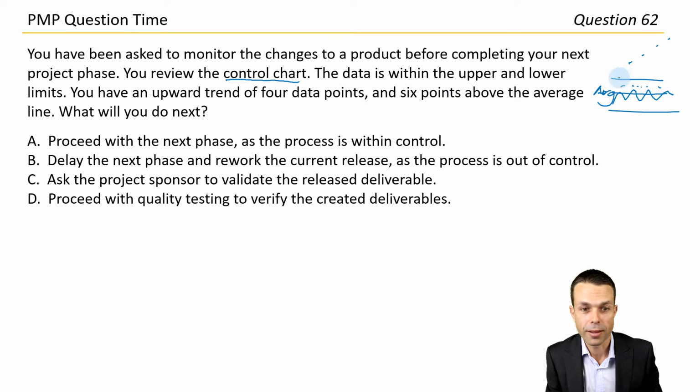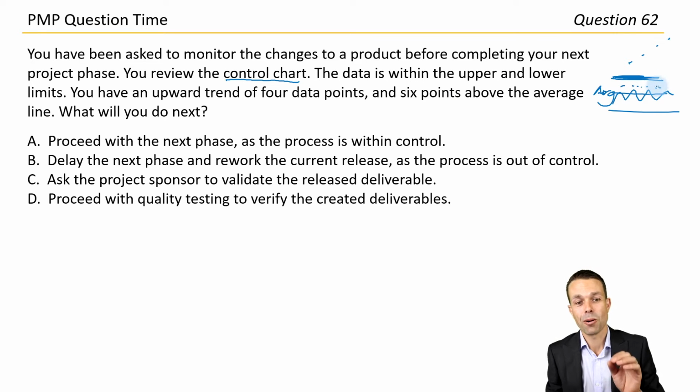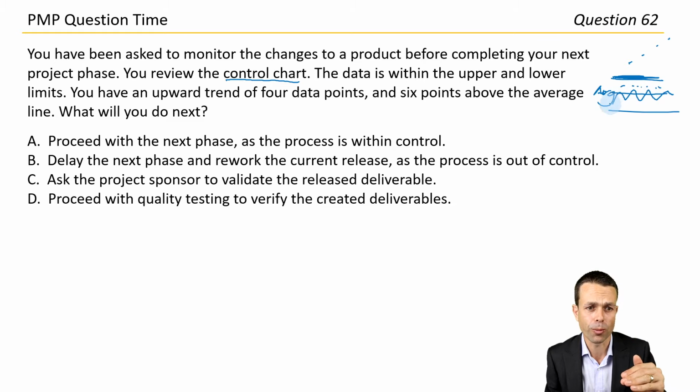So, okay, but it sounds like they're not above the control line, so we're safe there. 6 points above the average line. Okay, it sounds like what we're looking at here is a control chart and when it's in control or out of control. And let's see what options we have, just in case that gives us a clue.